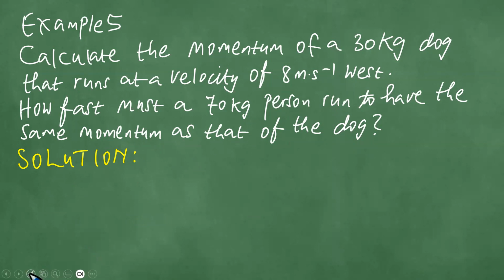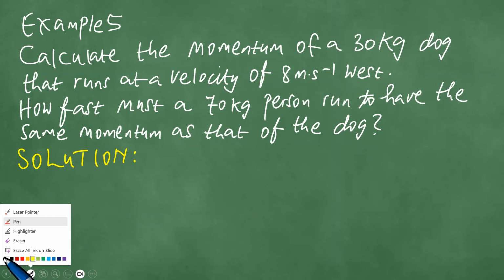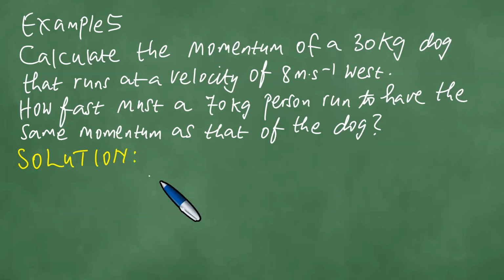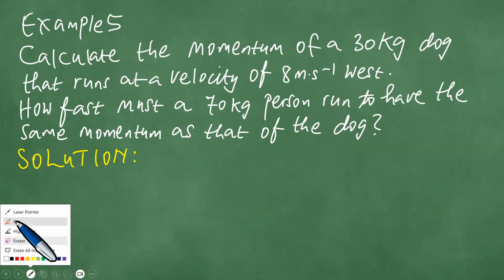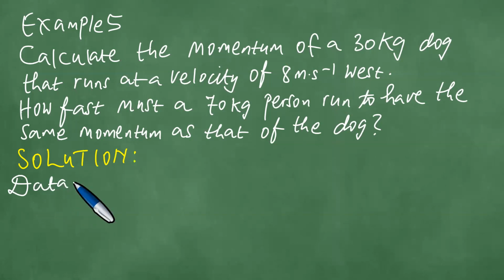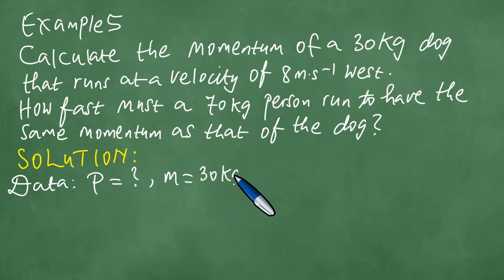Right, so let's look at this question in example 5 and solve the problem together. There are a couple of things that are very important. So we need to look at the data. Right, so in view of the data, first we need to calculate the momentum. The momentum of a 30 kilogram dog is what we want. The mass is 30 kilograms, and the velocity is 8 meters per second west.